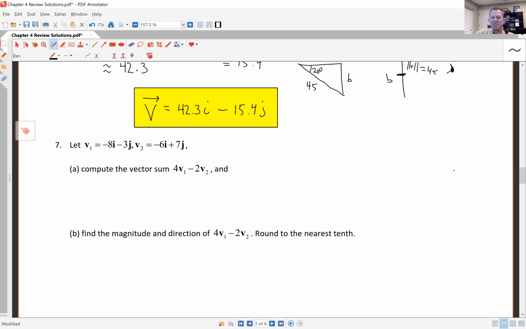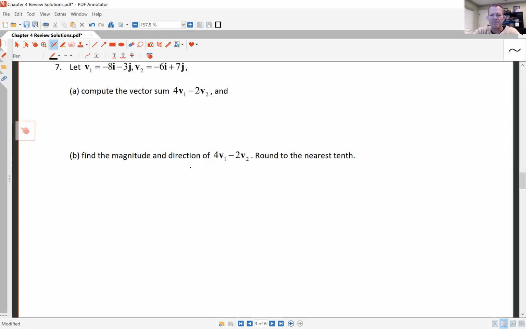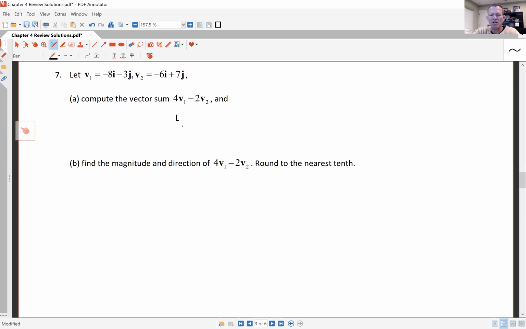The next one is just some simple vector arithmetic. What's nice about this is it feels just like algebra. It says, let's take 4 times vector 1. Remember, a scalar times a vector all it does is take your initial vector, which goes out 8, down 3, and it just makes it 4 times as long as the original vector. It scales it. It's called a scalar. So we're going to take 4 times that vector, negative 8i minus 3j.